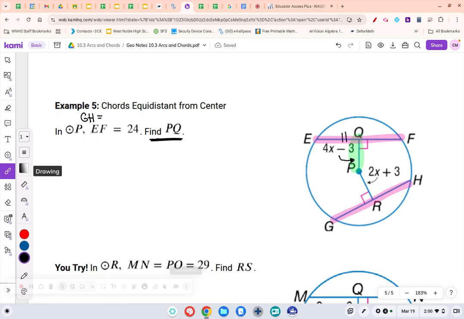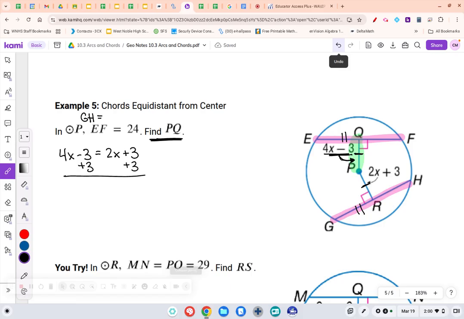Because these chords are congruent to each other, we are guaranteed that these segments that are connecting them from the center to the chord are also congruent. So all I have to do is set these equal to each other. And notice, guys, it's a little hard to tell where the 4x minus 3 goes. That's why I drew this arrow. It belongs with this connecting segment. That way we can set these equal to each other.